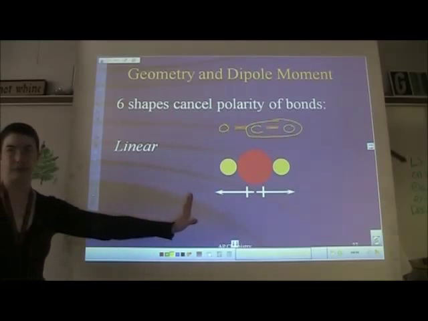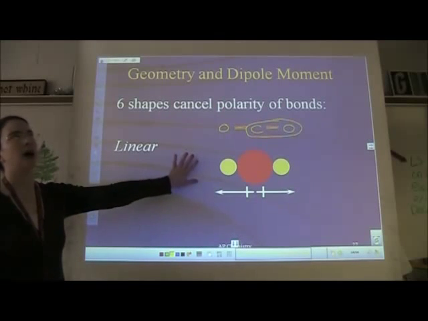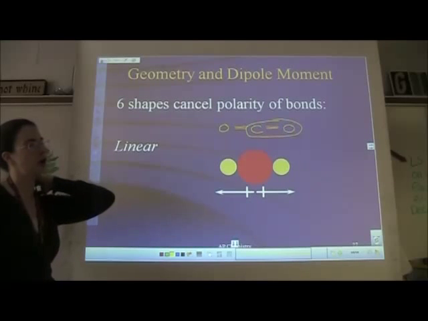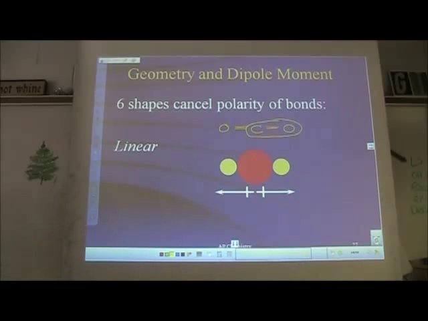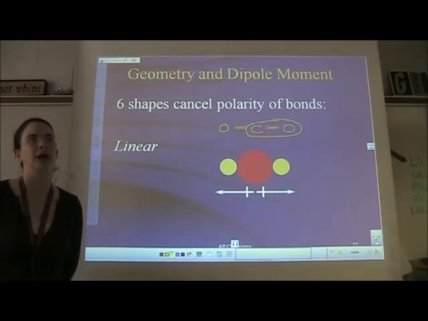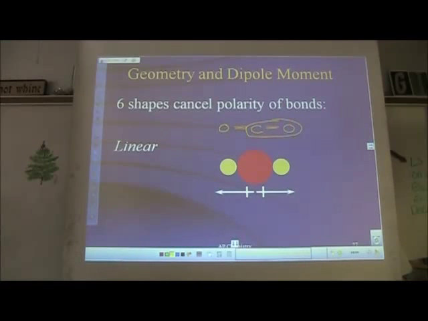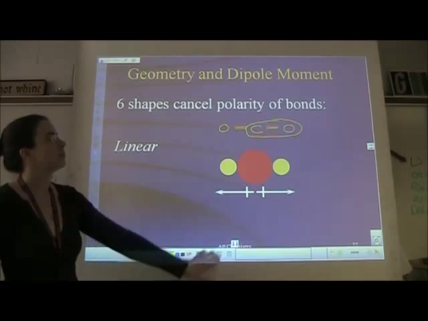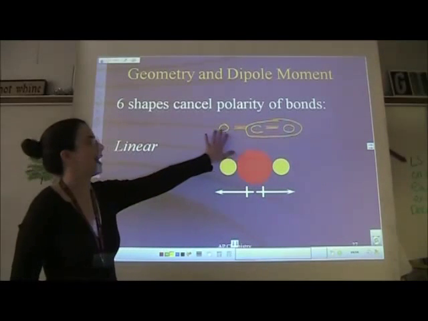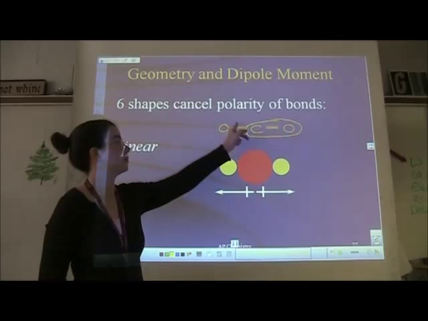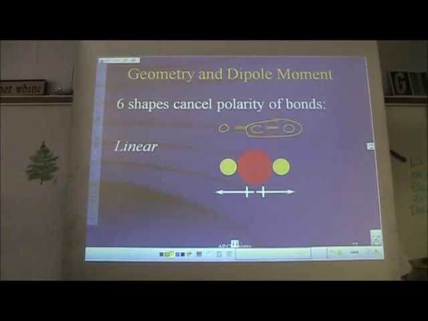Are you ready? I have seen, a couple of years back, I think, a question on free response that went something like this. Carbon dioxide contains polar bonds, but is itself a nonpolar molecule. Explain. Okay. You would say, although the molecule contains polar bonds, the linear shape cancels out the polarity of those bonds.